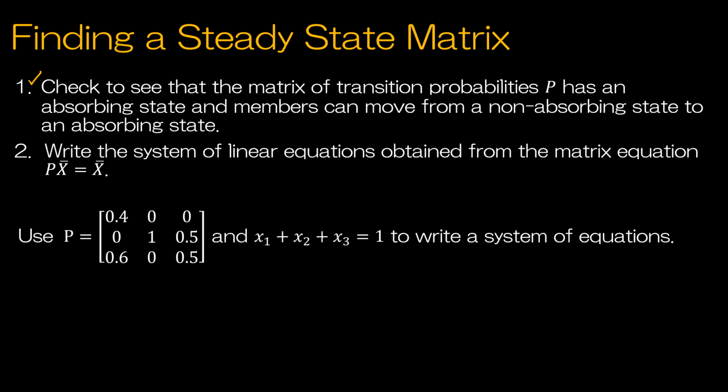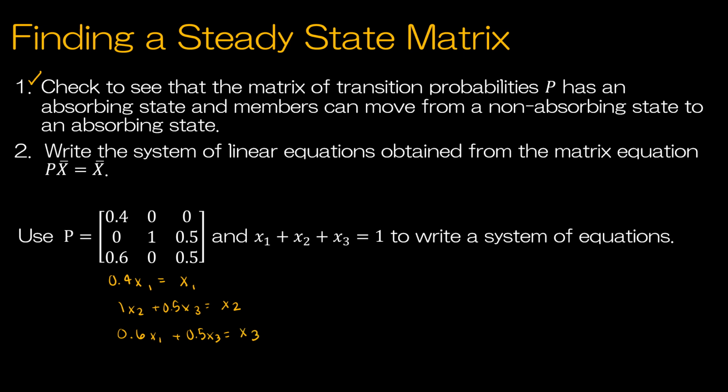We're going to say 0.4x1 is equal to x1. 1x2 plus 0.5x3 is equal to x2, and 0.6x1 plus 0.5x3 is equal to x3.